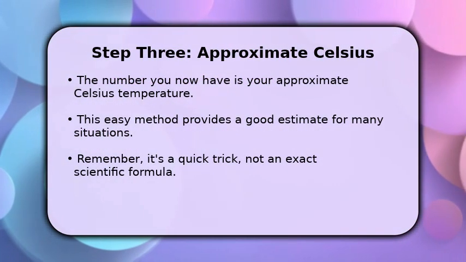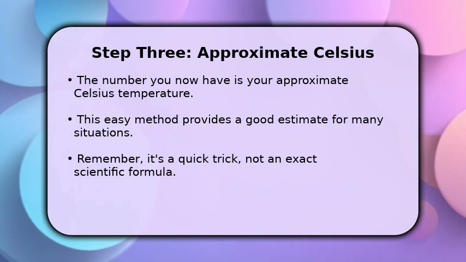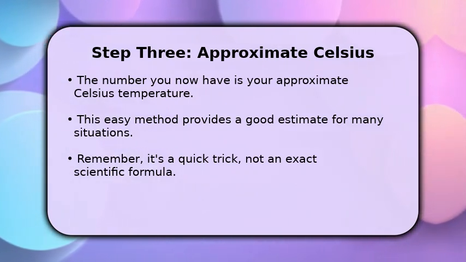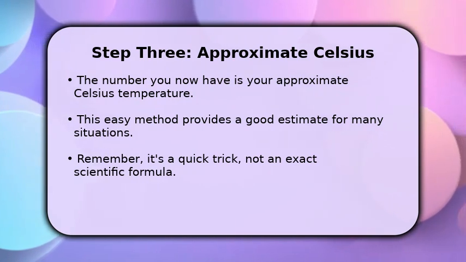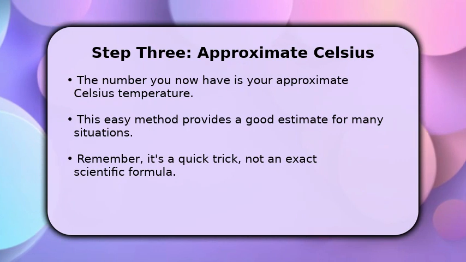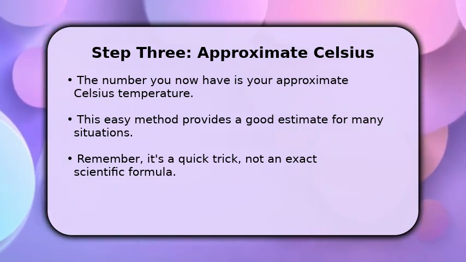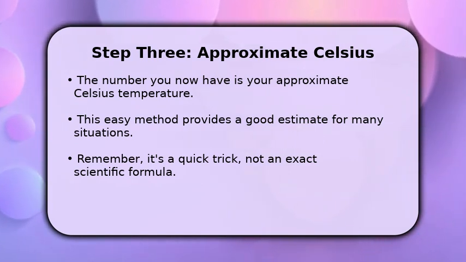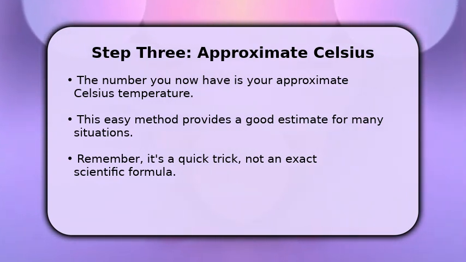And there you have it. The number you've reached is your approximate Celsius temperature. In our example, 20 degrees Celsius is a good estimate for 70 degrees Fahrenheit. While this isn't an exact scientific conversion, it's a fantastic and easy trick for quickly understanding temperatures in Celsius. Practice this method a few times, and you'll be converting temperatures like a pro in no time.